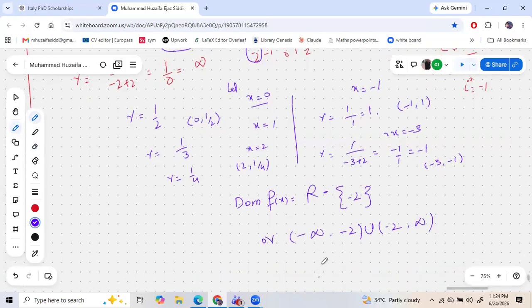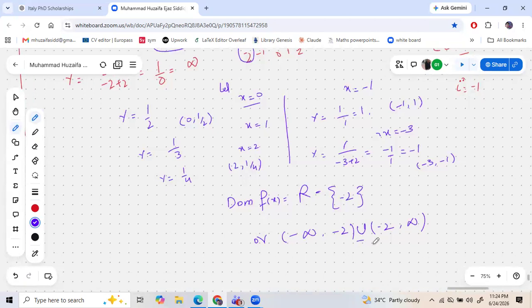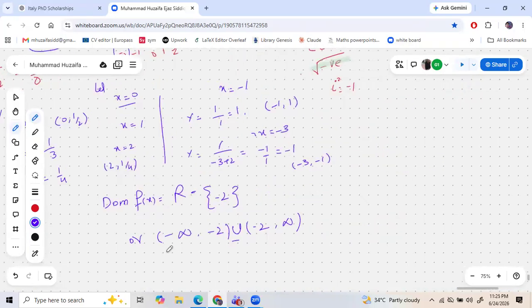What do you mean by union? You don't know about union? Is it the one which you do in sets? Yeah. Okay, I'm just explaining with an example. Suppose A is equal to 1, 2, 3, and B is equal to 2, 3, 4, and 5. So A union B is equal to 1, 2, 3, 4, and 5.